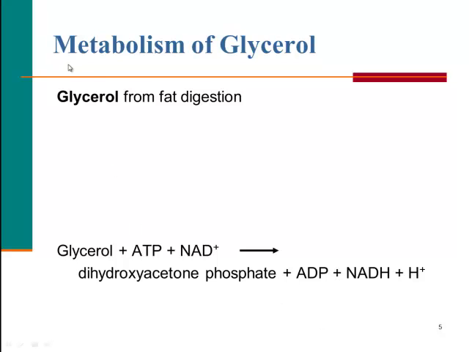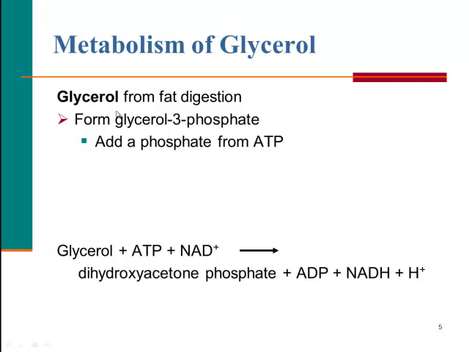So for the glycerol from fat digestion, in a scenario where the blood glucose levels are low, the liver has the very important job of generating glucose. And the way it does that is through the process called gluconeogenesis. What that means is that the glycerol molecule we obtained from the digestion of fat has to first be converted to glycerol 3-phosphate by adding a phosphate from an ATP molecule.